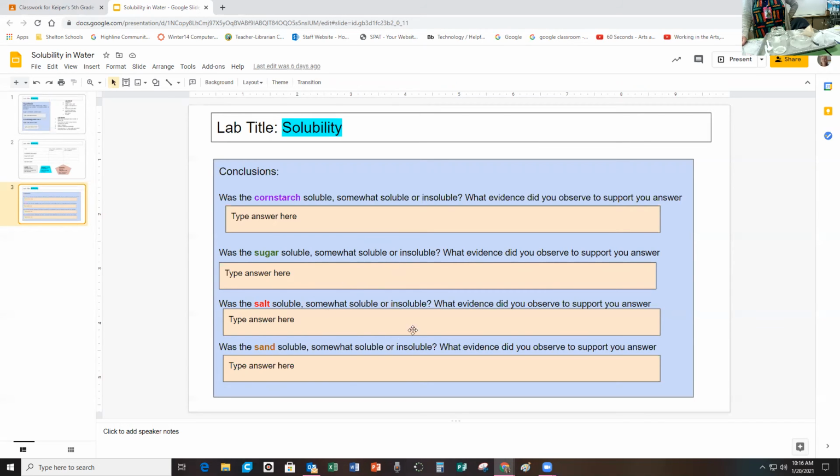Okay, salt, if you're gonna do the same thing with the salt, and in this case, we used my video, which was the sand-soil combination. Was the sand or soil soluble, somewhat soluble, or insoluble? What evidence did you observe to support your answer? So you're gonna write your answer here, and did you see something on the filter? Did you see particulates still in the water? Okay, and that is filling out the lab, and then you would just turn that into our Google Classroom.